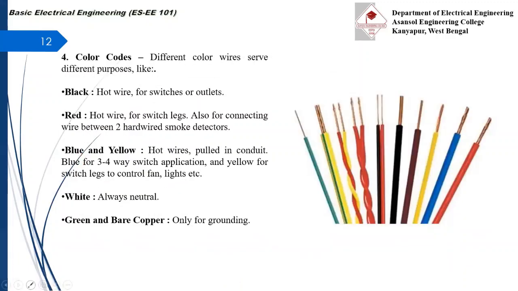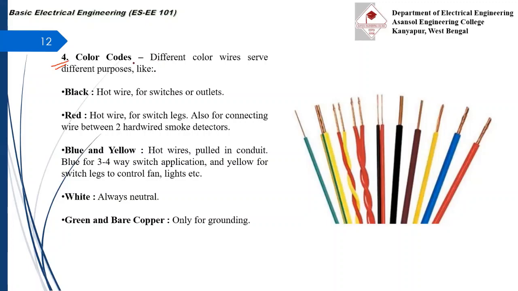Next is very important for electrical wiring purpose. What is that? The color code. Okay, in your basic electrical engineering lab, you will see that various colored wires are connected with the system. Okay, so it doesn't connect randomly. There is a reason why this coloring is done.